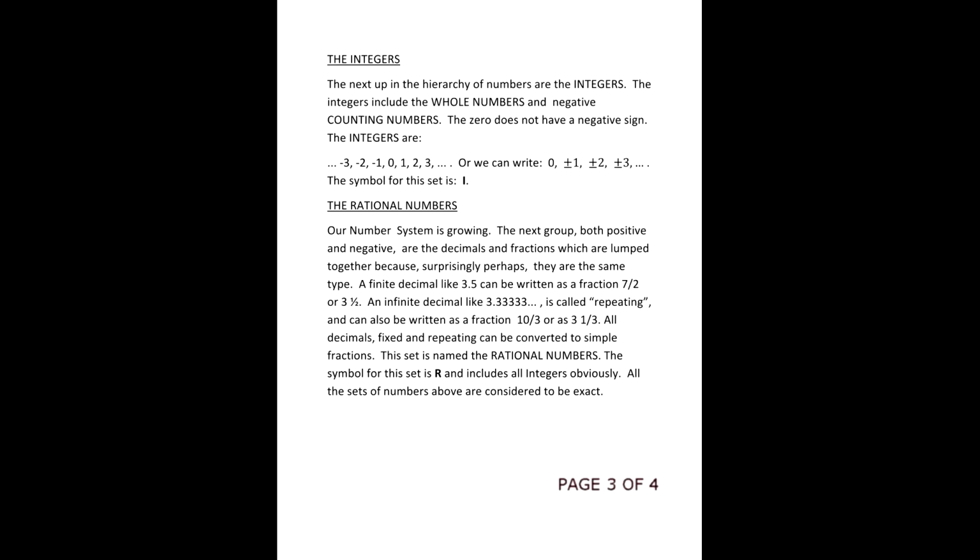Next up in the hierarchy of numbers are the integers. We are adding now to the number set we started. The integers include the whole numbers and negative counting numbers. 0 does not have a negative sign. The integers are, going to the left, -1, -2, -3, and so on, and to the right, 1, 2, 3, and so on, with 0 included in the middle.